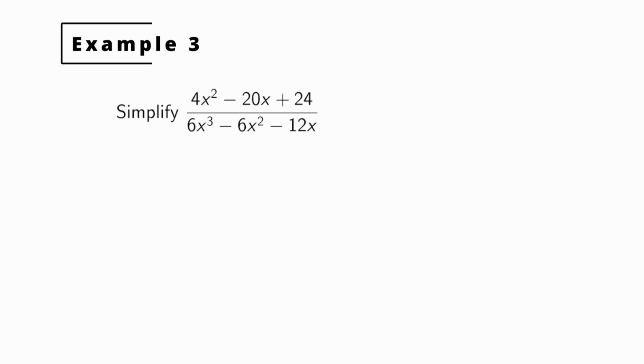Example 3. To simplify this expression, we again factor the numerator and denominator completely. So we'll start by noticing we have a common factor of 4 in the numerator. So we can factor out the 4. We get 4 times x squared minus 5x plus 6 is what we'll have left over. And in the denominator, we have a common factor of 6x amongst all of the terms. So we factor that out, we'll be left with x squared minus x minus 2.